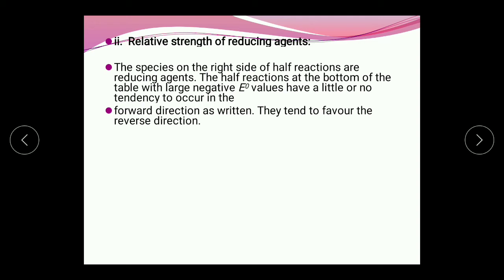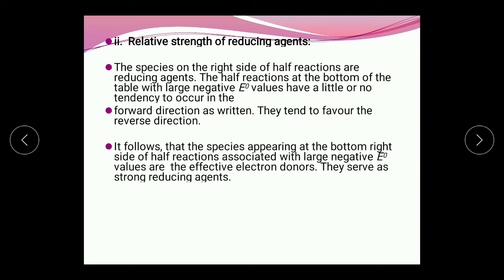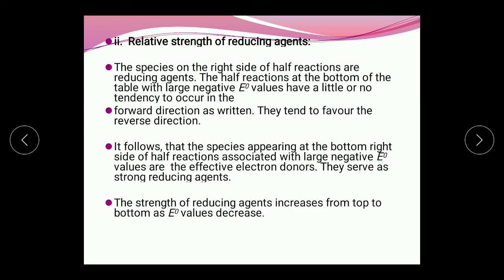That means the species appearing at the bottom right side of the half reactions have large negative E0 values, hence they are strong reducing agents. So as we move down, the strength of the reducing agents will go on increasing. That means the strength of the reducing agent increases from top to bottom.